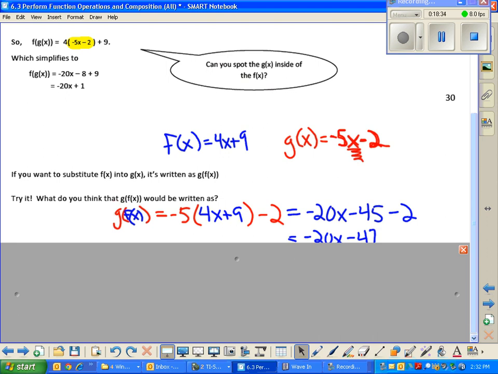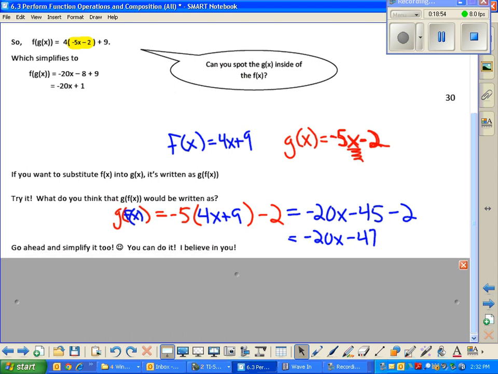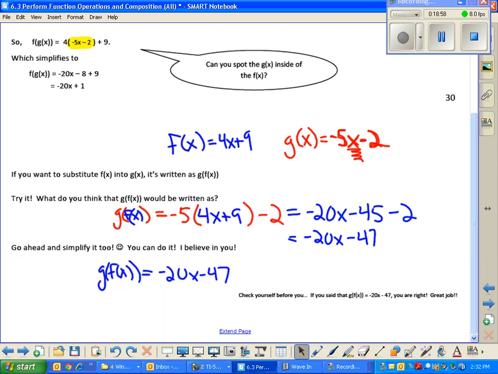So do you see how I just took my function right here and I plugged it in to function g? Bam, just right in there, right where the x was. So I have negative 5 times the quantity of 4x plus 9 minus 2. And then we distribute, combine our like terms, and you get negative 20x minus 47. And if you simplified it, that's what you got. See? Great job.